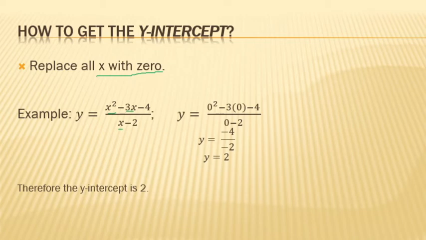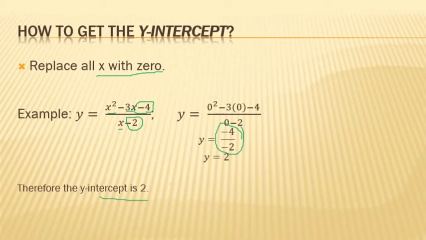Tingnan ninyo na lang, yun ang shortcut. Tingnan ninyo yung numbers or yung terms na walang x. Yun lang ang matitira. So, in this case, ito walang x na kasama. Ito rin, walang x na kasama. So, negative 4 over negative 2. The answer is positive 2. Therefore, the y-intercept is 2.